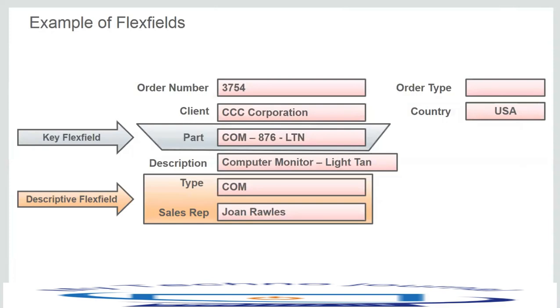So this diagram in the slide basically shows a few fields added to an order page by defining a part number key flex field. So you could see it's a part number key flex field and a descriptive flex field in 2 segments to capture part type and sales representative information.